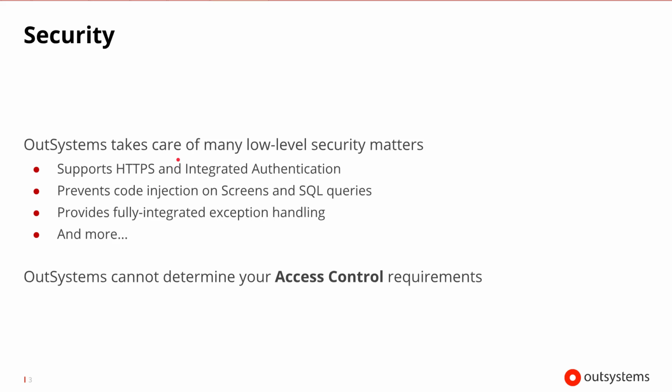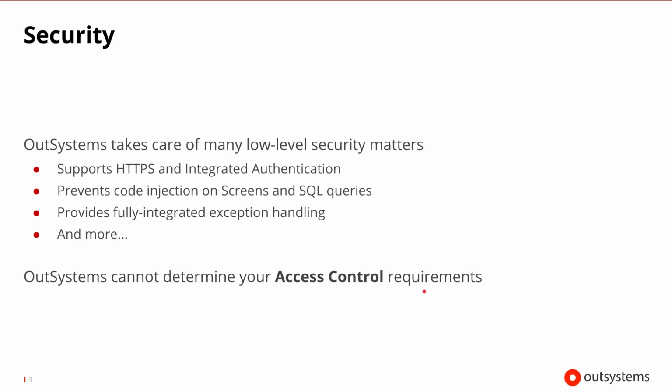So if we start with security, OutSystems takes care of many low-level security matters. It has the ability to support HTTPS, which will encrypt the messages back and forth. It can do integrated authentication. Our generated code worries about things like code injection for screens and SQL queries. And then there's exception handling. So if we find some sort of security exception, we can go ahead and try to adapt to that. But in general, OutSystems can't determine the access control that you might want for your application.